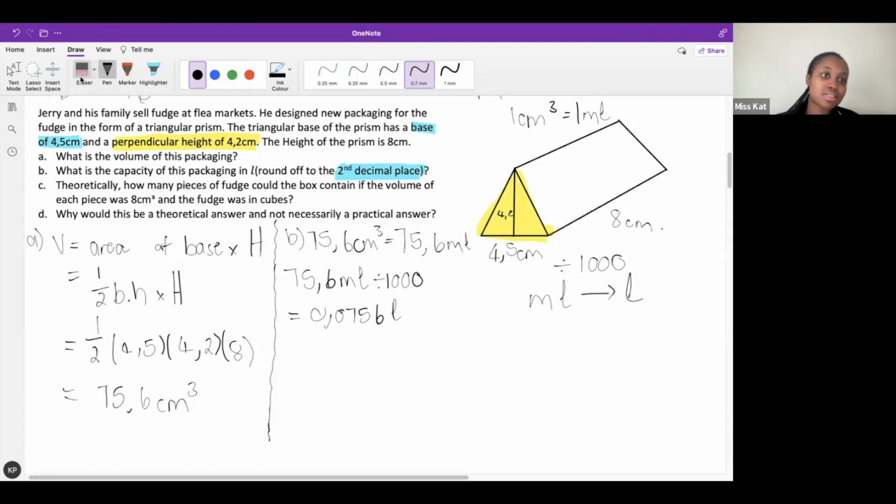Round 0.0756 to 2 decimal places. Why do we divide by 1,000? That's the conversion. To go from milliliters to liters, you divide by 1,000. And from liters to milliliters, you multiply by 1,000. There are 1,000 milliliters in 1 liter. So only one person gave me the answer. I'm still waiting for you guys to round this off to 2 decimal places.